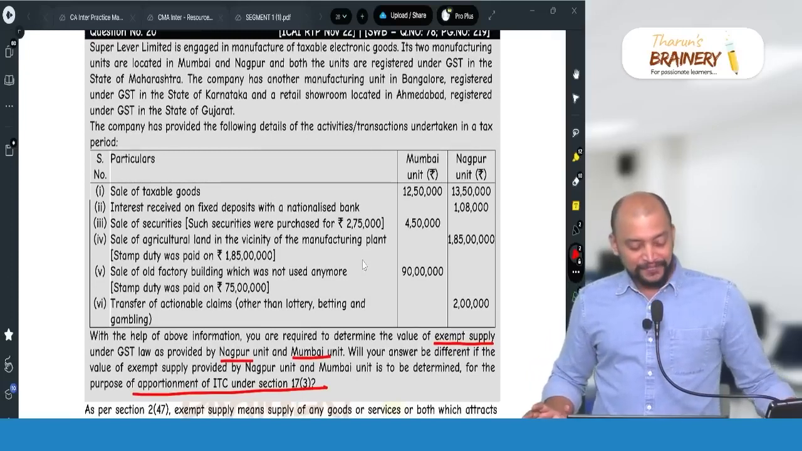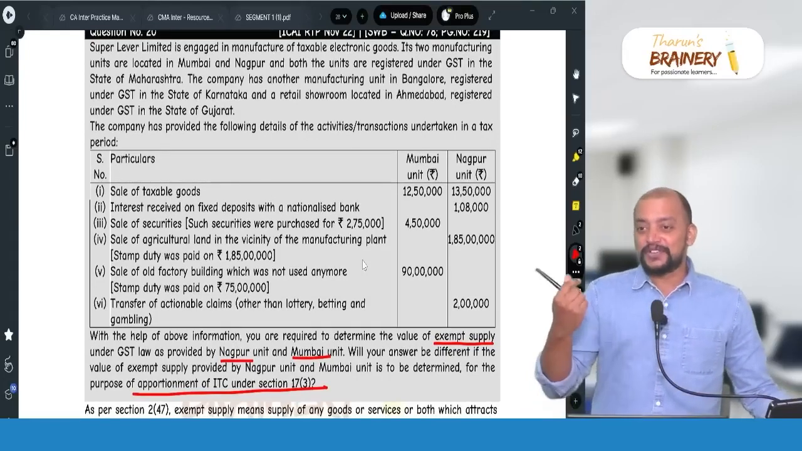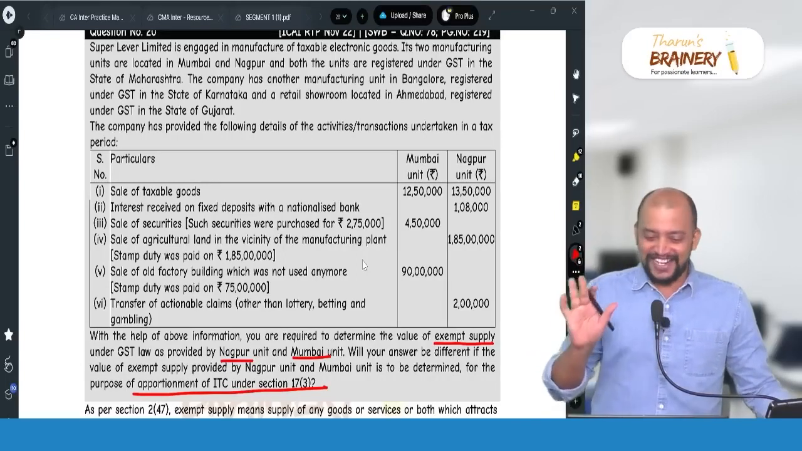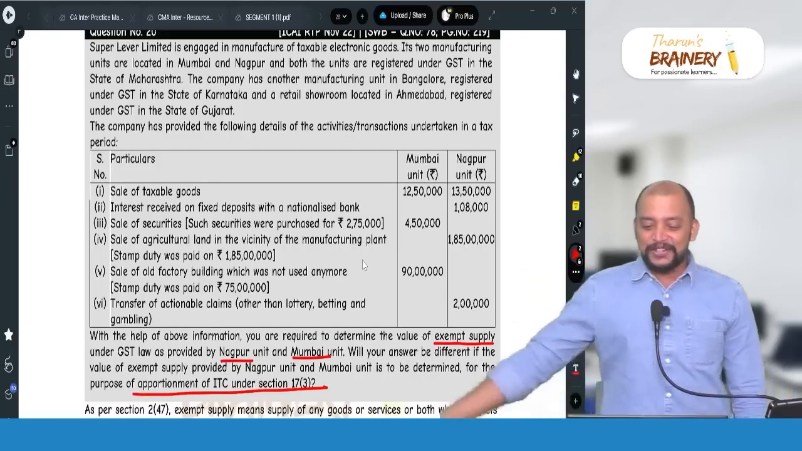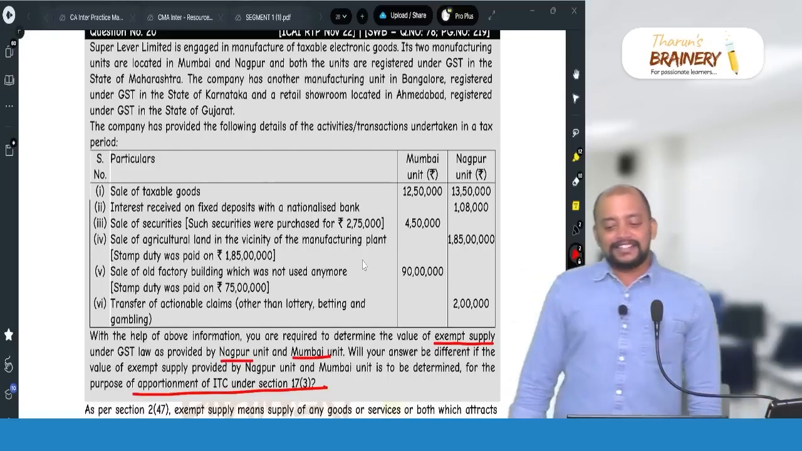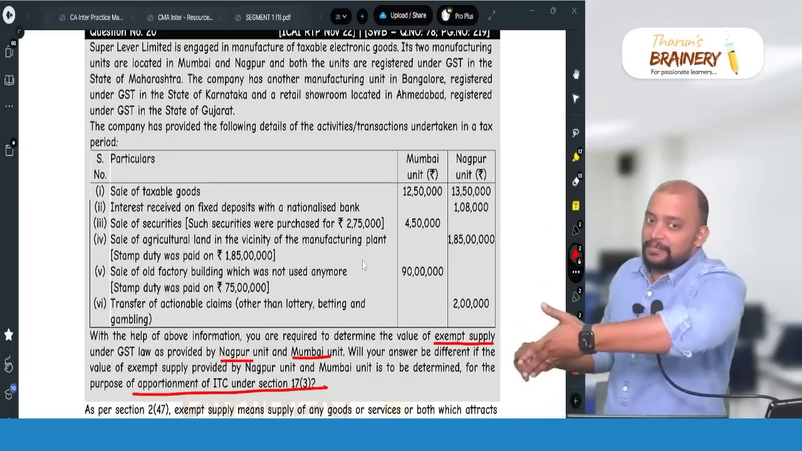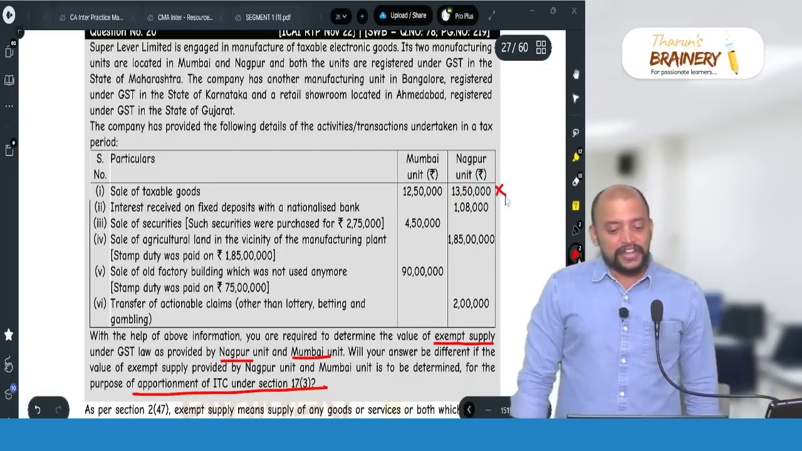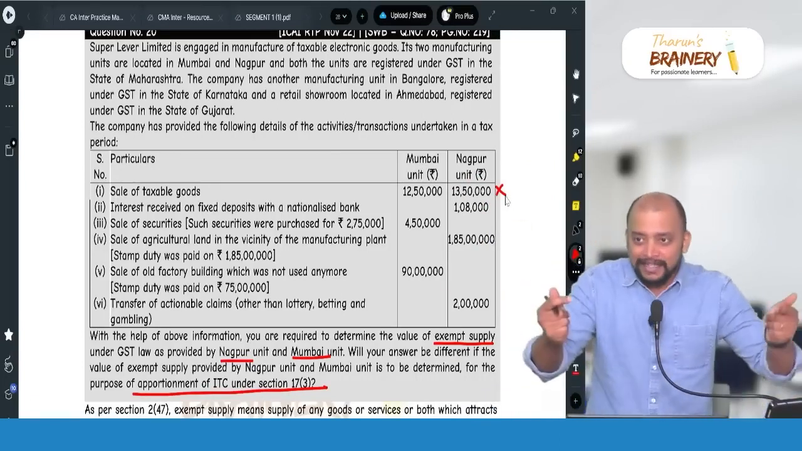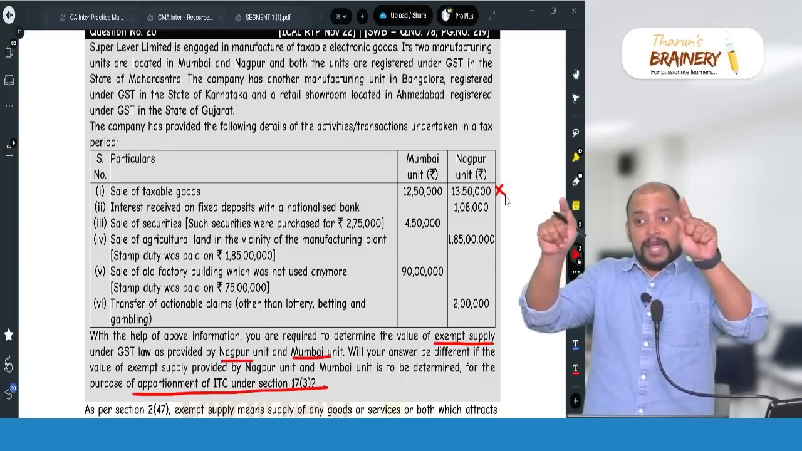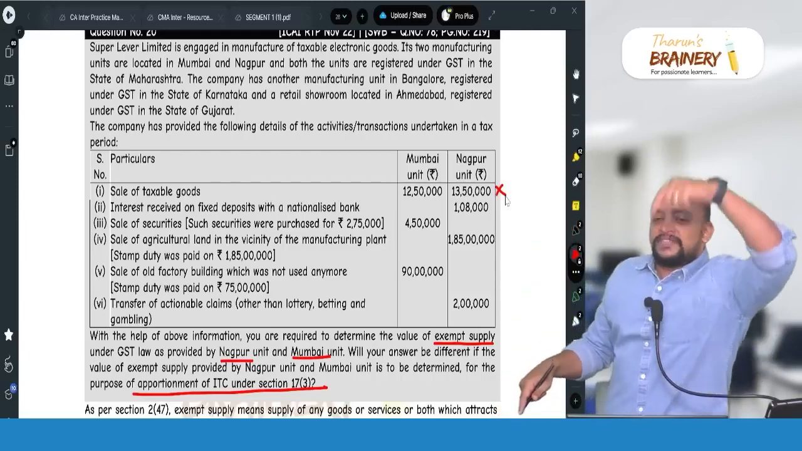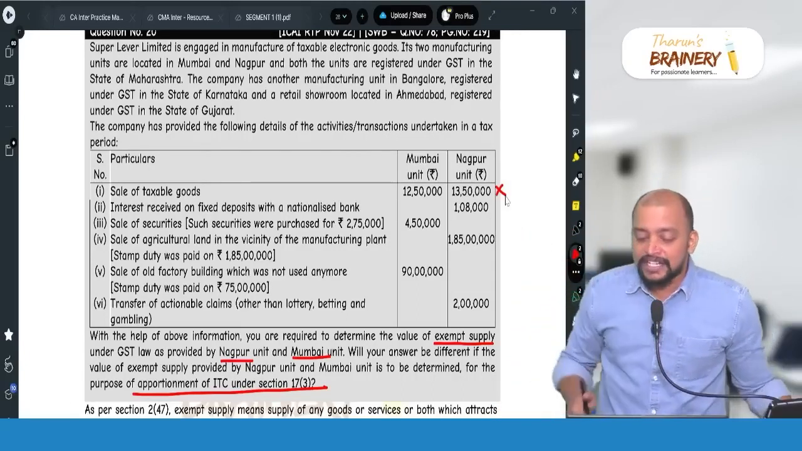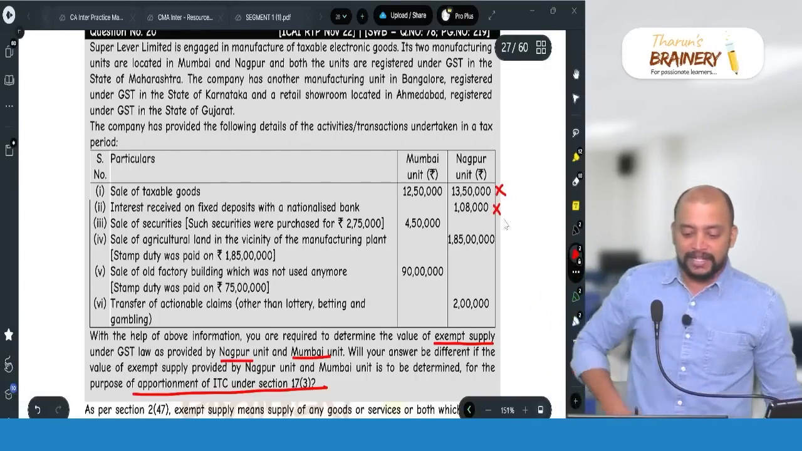Now see this. You should write that provision first, clearly. Sale of taxable goods, 12,50,000, will not come in exempted, ignore. Interest received on fixed deposits with nationalized bank: even though exempted for payment of GST, for availment of ITC it is taxable for a person other than bank, financial institution, NBFC. So it will be taxable. Don't take it into exempted.